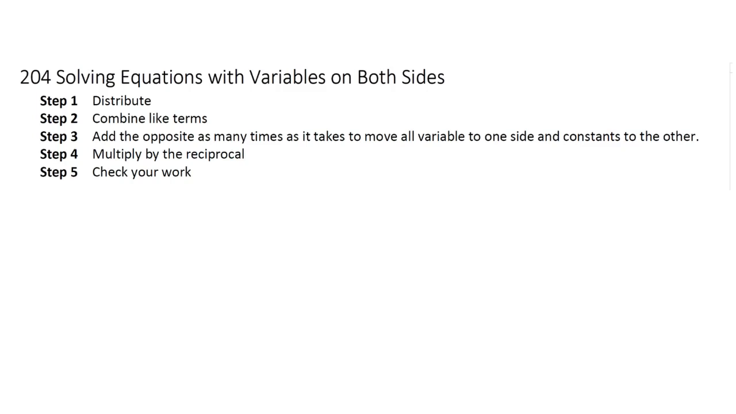Step 4, once you have the variable term on one side of the equation and a constant on the other side of the equation, multiply by the reciprocal of the coefficient of the variable. Then you will have the variable by itself and you will have solved the equation.